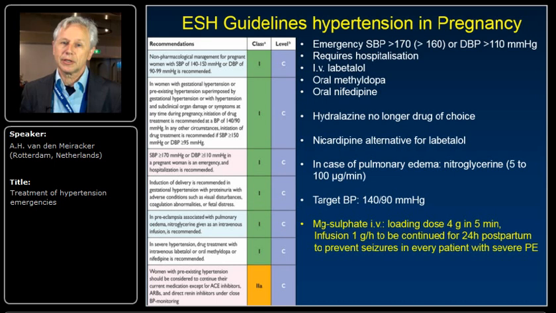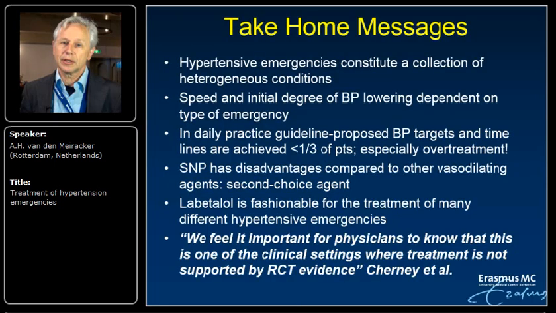So then I come to my take-home messages. Hypertensive emergencies constitute a collection of heterogeneous conditions. The speed and initial degree of blood pressure lowering depend on the type of emergency. And if we look at daily practice, the guideline-proposed blood pressure targets and timelines are achieved in less than one third of patients, especially given the danger of overtreatment.